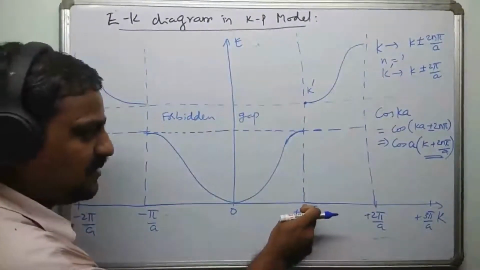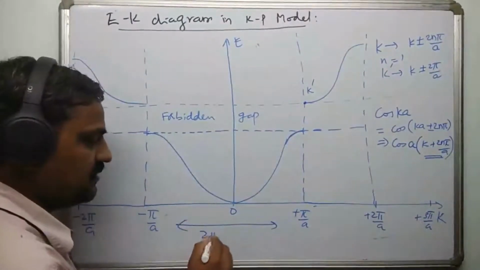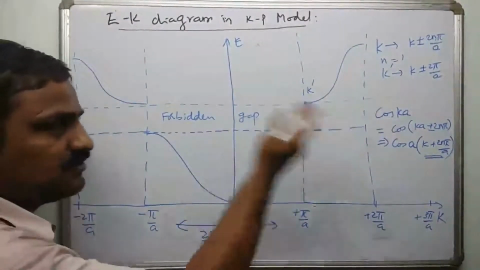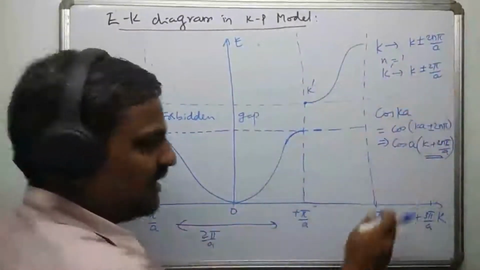As we know, this is plus pi by a, this is minus pi by a, the gap is 2 pi by a, right? So I can move this graph either to the left hand side through 2 pi by a or to the right hand side through the same 2 pi by a. I can move it further.